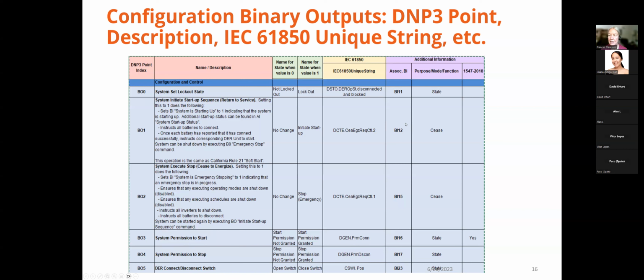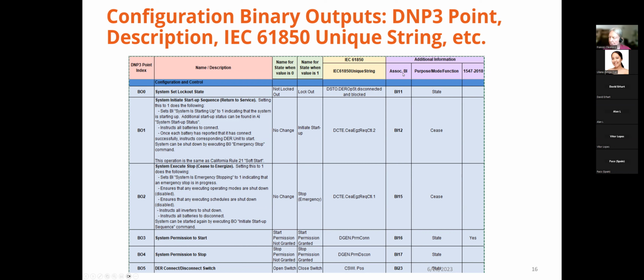And this is really important. This is what provides the interoperability, that we have a unique string that is tied to a specific DNP3 point index. And it has, what is the state? What is the value, the meaning of the value when it's 0? What is the meaning of the value when it is a 1? So then we have some additional information.